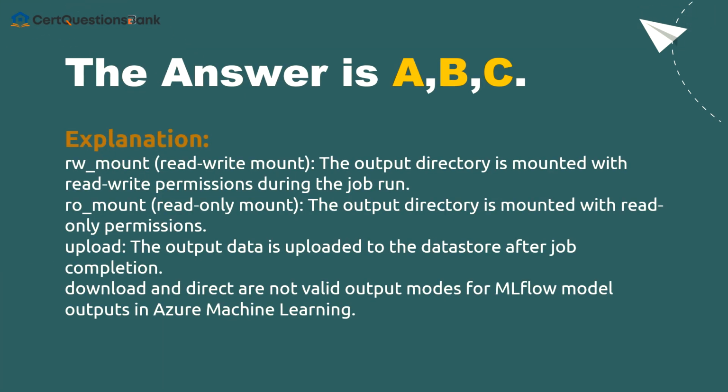The answer is ABC. RW_mount, read-write mount. The output directory is mounted with read-write permissions during the job run. RO_mount, read-only mount. The output directory is mounted with read-only permissions. Upload. The output data is uploaded to the data store after job completion. Download and direct are not valid output modes for MLflow model outputs in Azure Machine Learning.